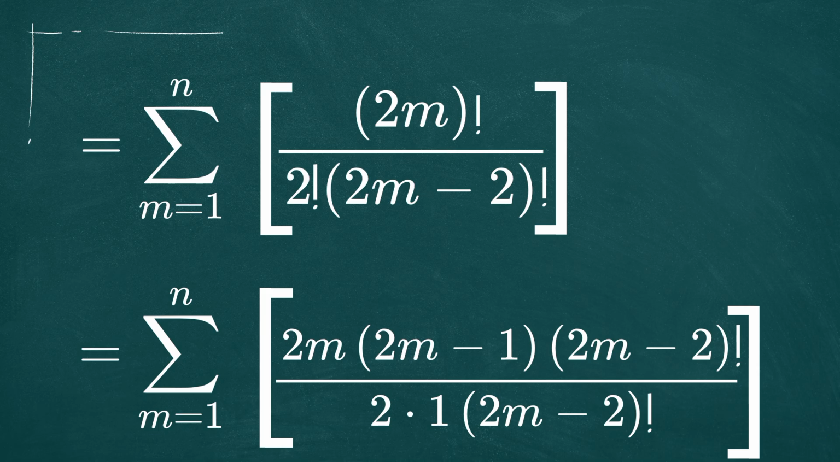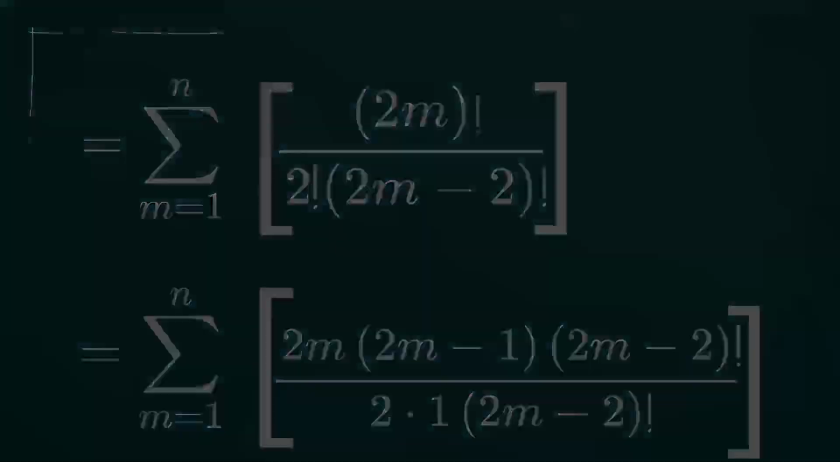We get (2m)! all over 2! times (2m minus 2)!. So for any positive integer m, any integer k, by cancelling out the factorial on the right side, we have 2m(2m minus 1)(2m minus 2)! all over 2 times 1 times (2m minus 2)!.